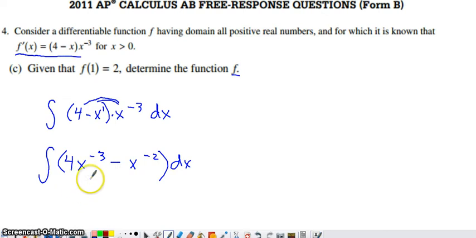So when I use the power rule, I'm going to add 1 to this exponent, and that's going to make the new exponent negative 2. And then I'm going to divide by that new exponent. So the first term of my antiderivative is going to look like that. And then I'm going to subtract the antiderivative of this piece. So I'm going to add 1 to that exponent, which will give me x to the negative first. And then I'm going to divide by that exponent. This can definitely be cleaned up a little bit.